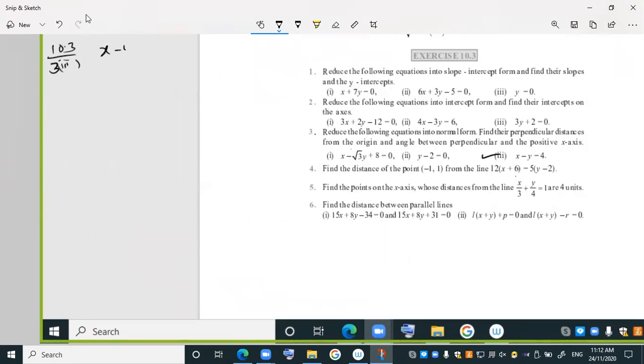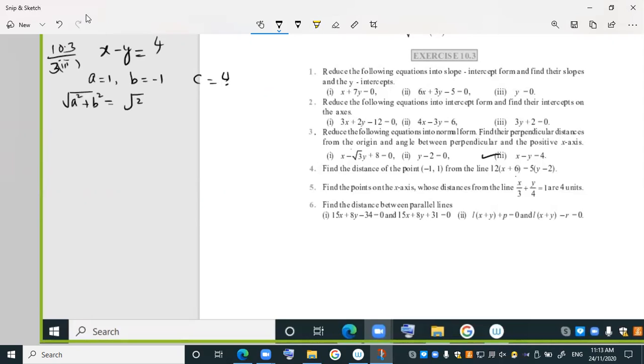So the third question is x minus y is equal to 4. Correct? It is already 4, but the minus sign should be removed. So a is equal to, here a is equal to what? 1, b is equal to minus 1 and c is equal to 4. So under root a square plus b square will be equal to under root 1 square plus minus 1 square, which is root 2.